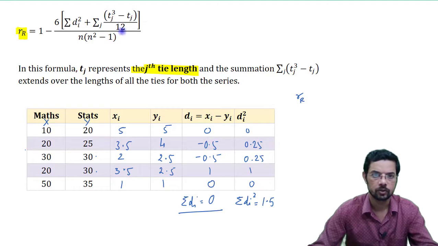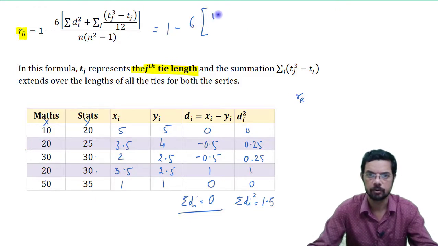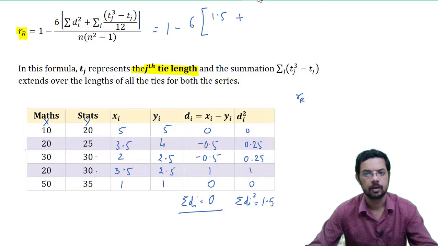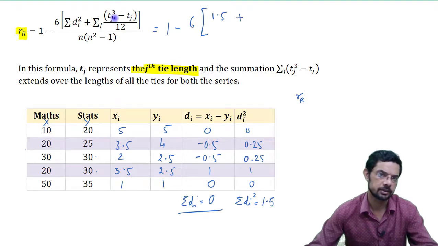Okay. So look here. This is equal to 1 minus 6 into big bracket sigma di square. What is sigma di square? 1.5. So it is 1.5 plus 6 times the sum of all ties.